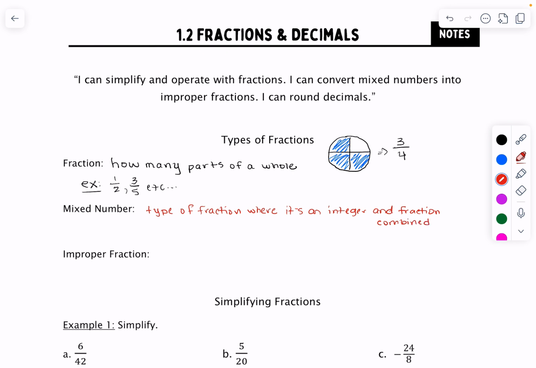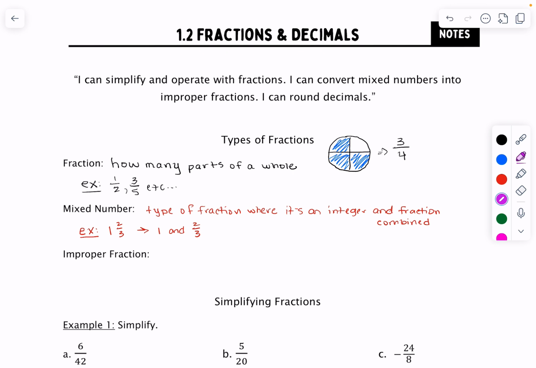Okay, so what do these look like? So for an example, if I have 1 2/3, okay, when we say that as something like 1 and 2/3. Okay, so that's a mixed number. Now, in this class, we don't really work with mixed numbers. We work with improper fractions.